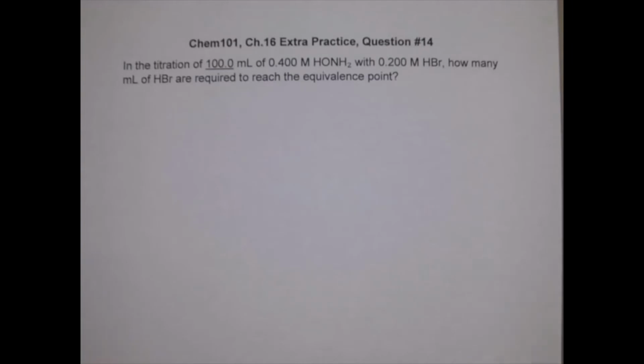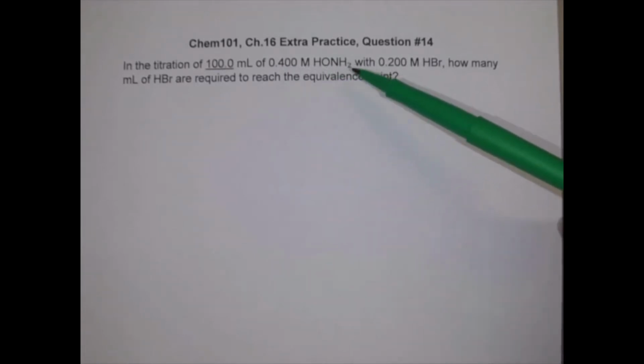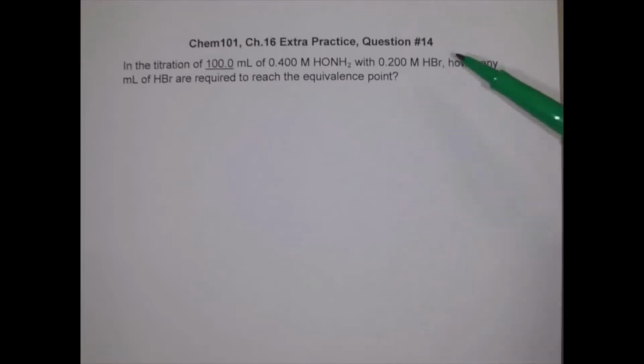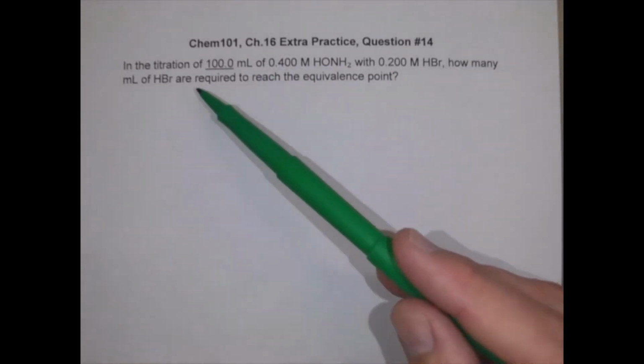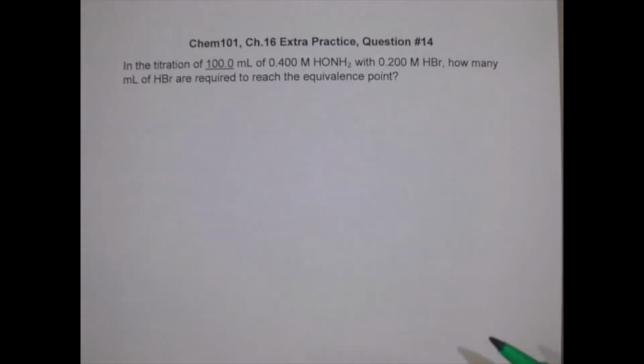Okay, in this question, we're told that in the titration of 100 milliliters of 0.400 molar HONH2 with 0.200 molar HBr, how many milliliters of HBr are required to reach the equivalence point? All right, well, it may not seem like it when you read this question, but really this is a Chem 1 review problem. It's essentially a solution stoichiometry problem.